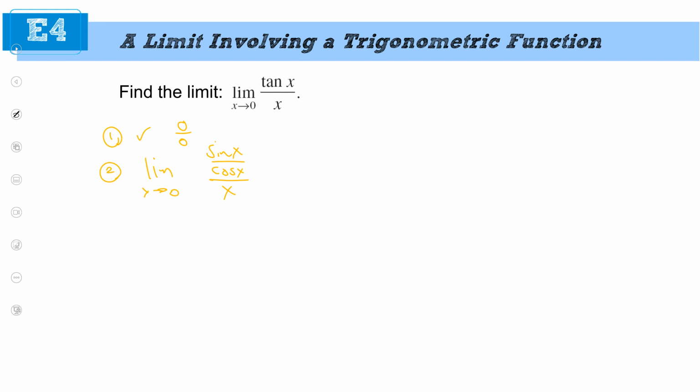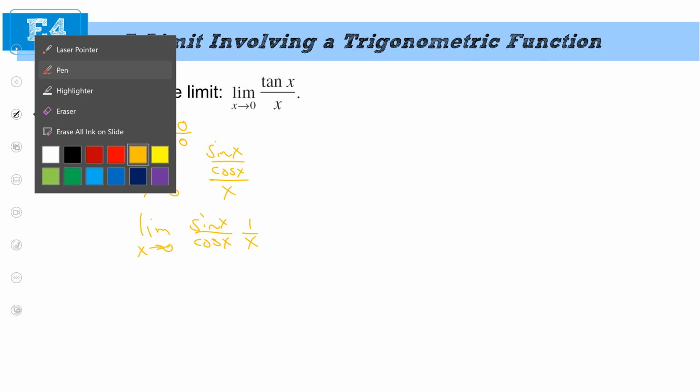I'm going to do both. Dividing by a number is the same thing as multiplying by the reciprocal. So this becomes the limit as x approaches 0 of the sine of x over cosine of x times 1 over x, because the reciprocal of x is 1 over x. I'll come back to that in a second.